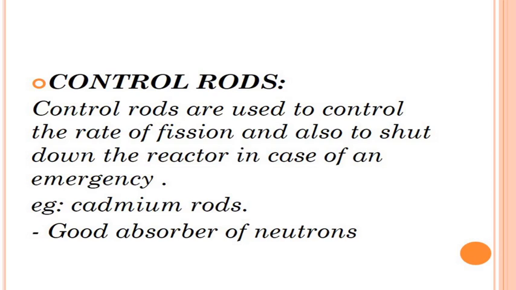So how will the control rod perform in a nuclear reactor? It will absorb the neutrons so that the fission process can be slowed down, or by absorbing a larger amount of neutrons the fission process can be stopped. As control rods, cadmium rods are used, and they are good absorbers of neutrons.